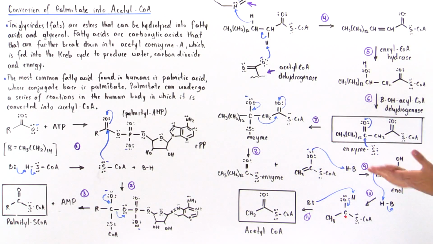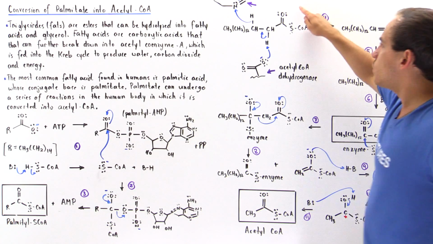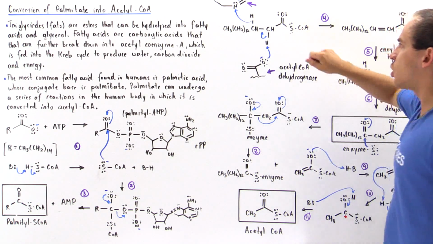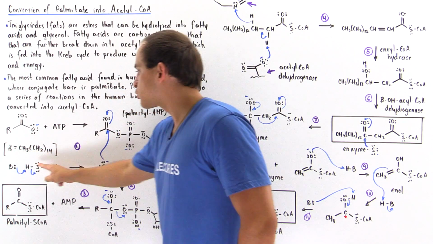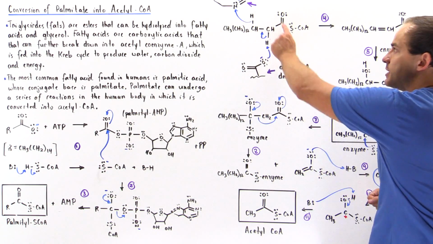So let's look at our final reaction mechanism. Here we have the palmityl-S-coenzyme A. So we basically replace the R group with this group shown here, and this group is here.